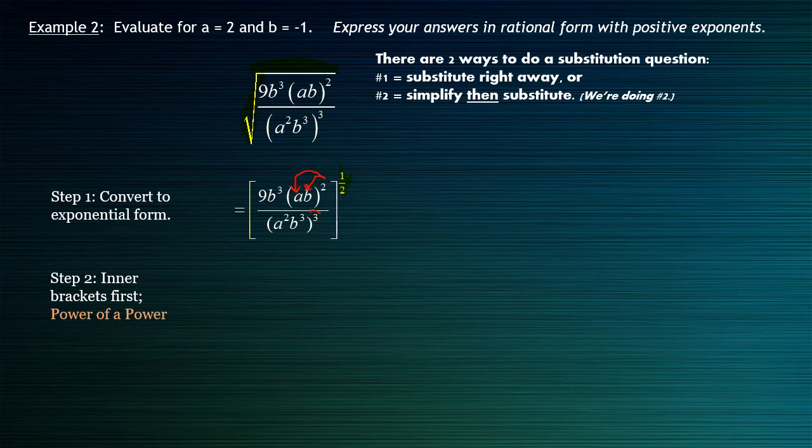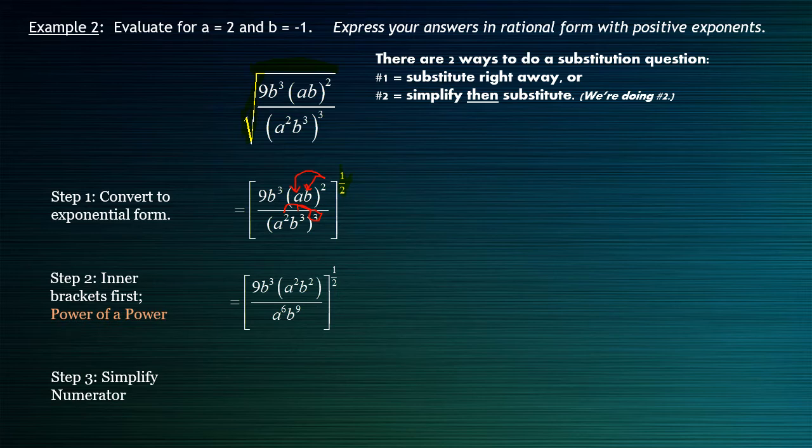Same thing with the 3 down here. It's an outer power, a separate power. It doesn't have its own separate base. It has this as a base. So the power of 3 has to be applied to a squared and to b cubed. Power of a power law is multiplication. So when we multiply those exponents in, we get this line here. That's the power of a power law. Now we can work on the numerator. Now we can work on getting the numerator simplified.